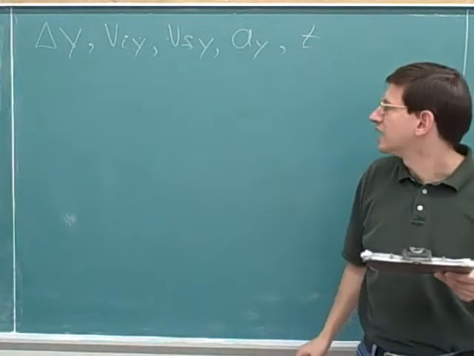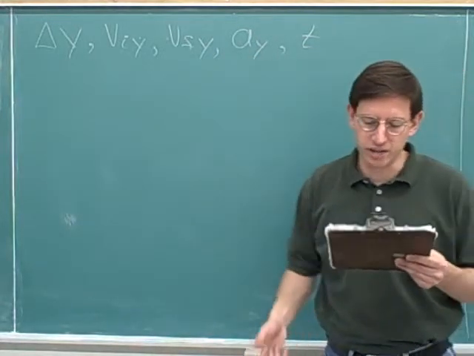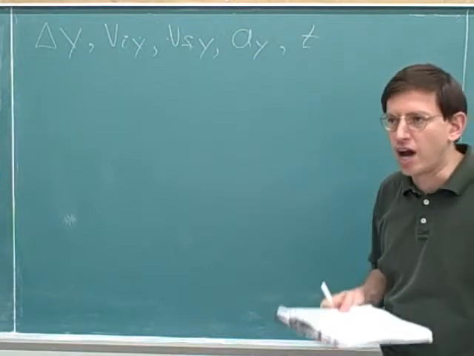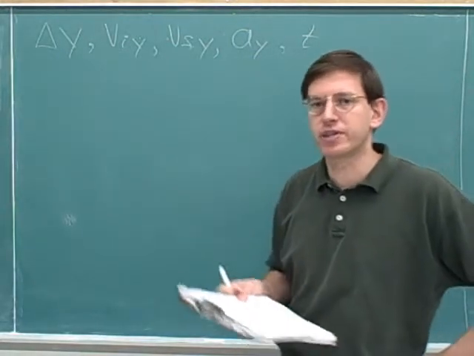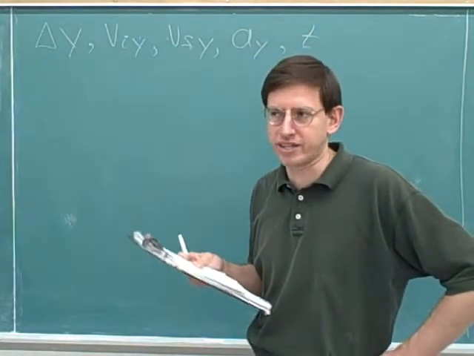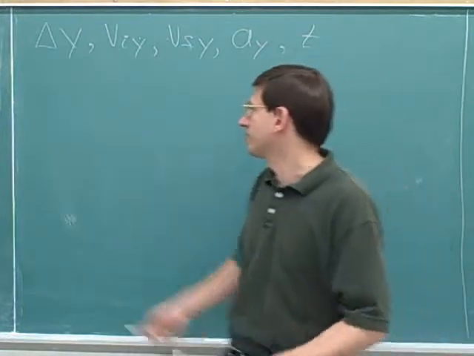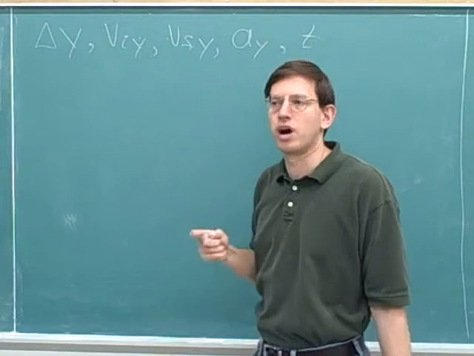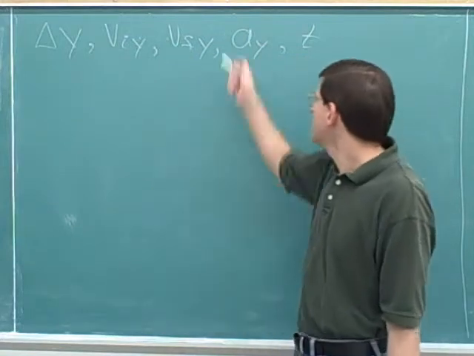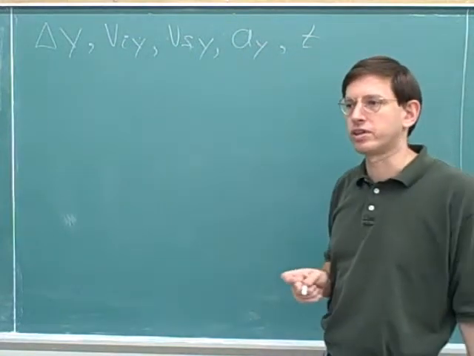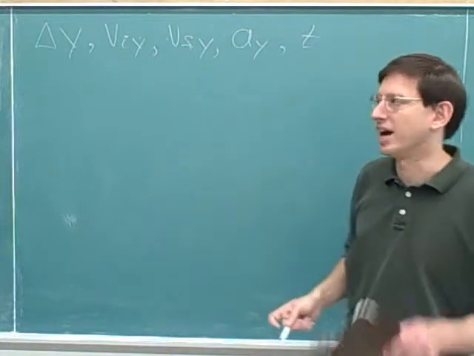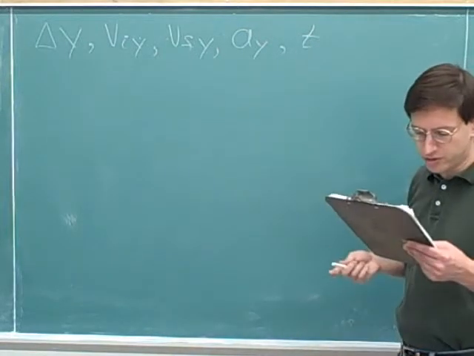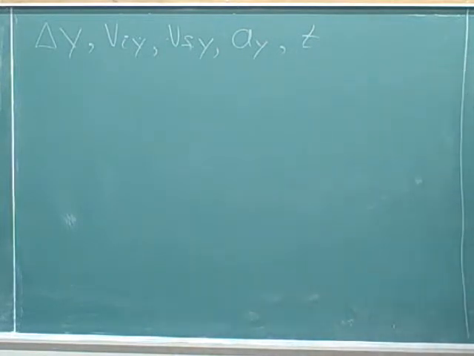Here are the 5 variables for vertical projectile motion. Notice that we're focusing on y components. Like I said, for vertical motion, it makes sense to use a y-axis, not an x-axis. So we have delta y for the vertical displacement, v initial y and v final y for the vertical velocities, a sub y for the vertical acceleration, and then t for time. So those are going to be our 5 variables.